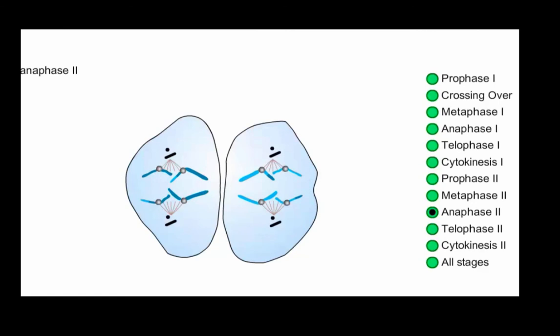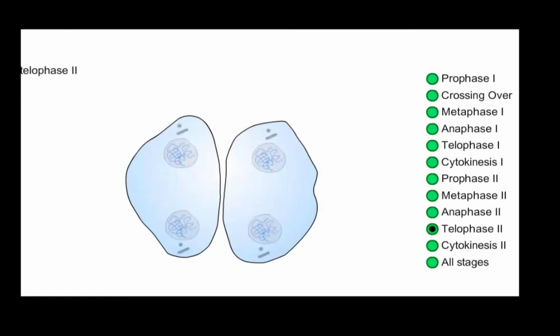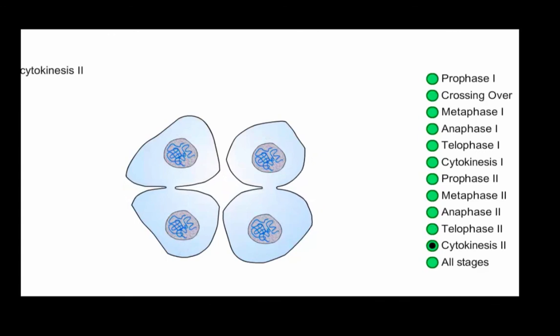Once they reach the poles, we then move into telophase. Again, the spindle disintegrates, the nucleolus and nuclear envelope reform, and the cytoplasm divides during cytokinesis, and we end up with our 4 haploid daughter cells.